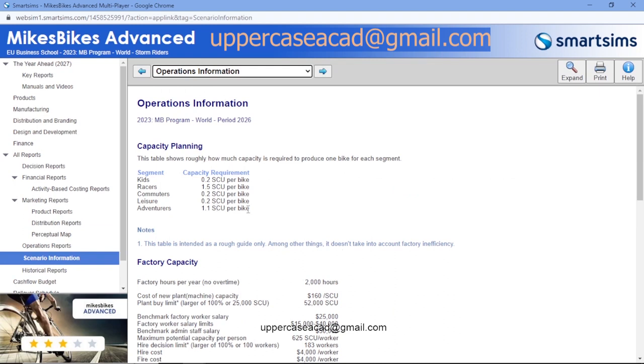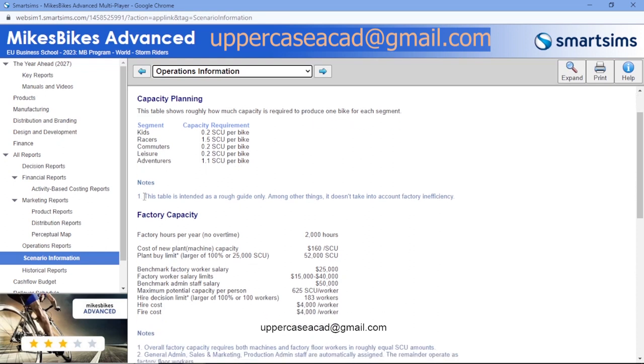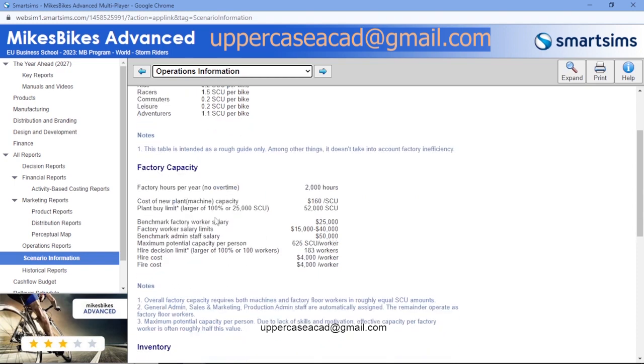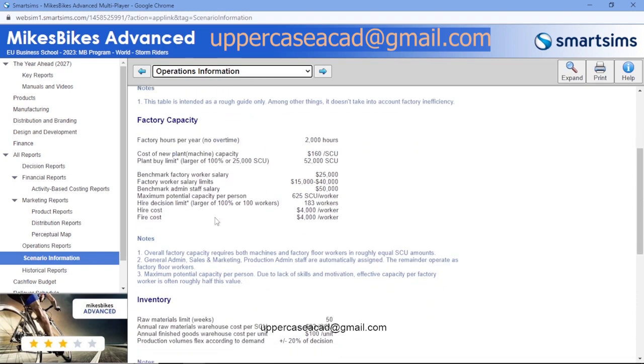Here you see the number of SCUs required to produce each product. We have the kids, they require 0.2 SCU per bike. We have the racers, 1.5 SCU per bike. Then commuters, 0.2 SCU per bike. The leisure is 0.2 SCU per bike. The adventure is 1.1 SCU per bike. Then the overall factory capacity will require both machines and factory floor workers in roughly equal SCU units. Then the factory hours per year is 2,000 per year, the benchmark.